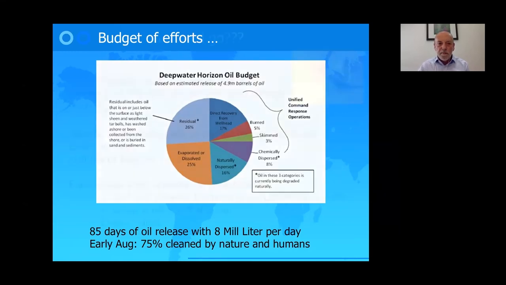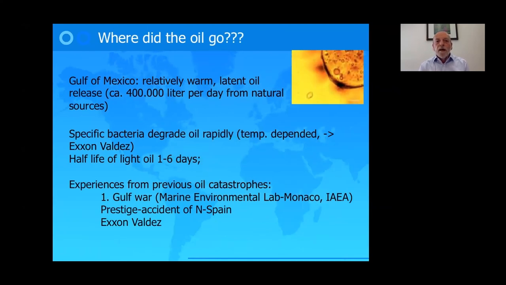And I was actually in September at an Ocean Sciences meeting, and there was a big discussion on where all this oil went. Several aspects played into that: the oil was remineralized very quickly. The Gulf of Mexico is relatively warm, and what is also important is that about 400,000 liters per day are released naturally, seeping through the sediment into the water column. So there are quite some oil resources under the Gulf of Mexico, slowly seeping out. So there are microorganisms adapted to utilize these hydrocarbons as a carbon and energy source. So this has been quite rapidly degraded.